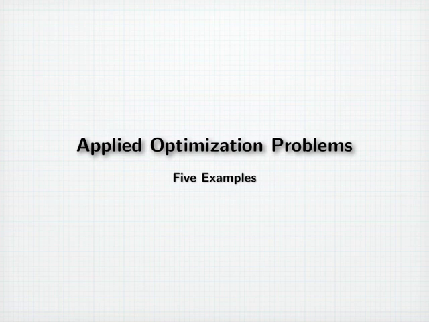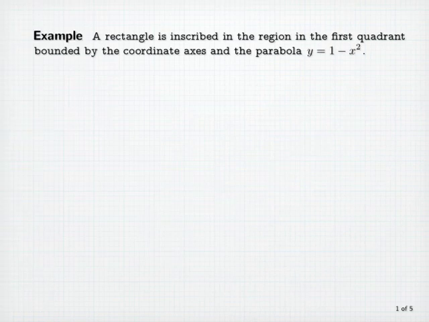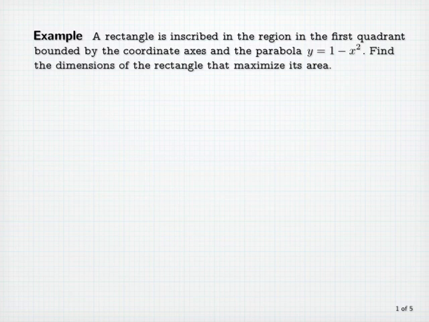Applied optimization problems. Example. A rectangle is inscribed in the region in the first quadrant bounded by the coordinate axes and the parabola y equals 1 minus x squared. Find the dimensions of the rectangle that maximize its area.